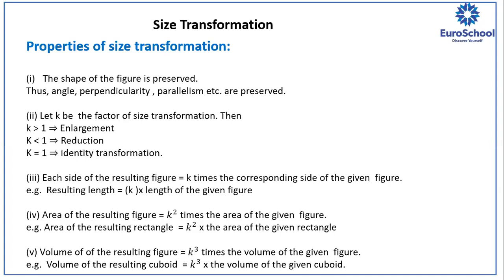Now, the important thing is when K, the scale factor, is greater than 1, it is enlargement. When it is less than 1, it's reduction. When it is equal to 1, it's identity transformation.